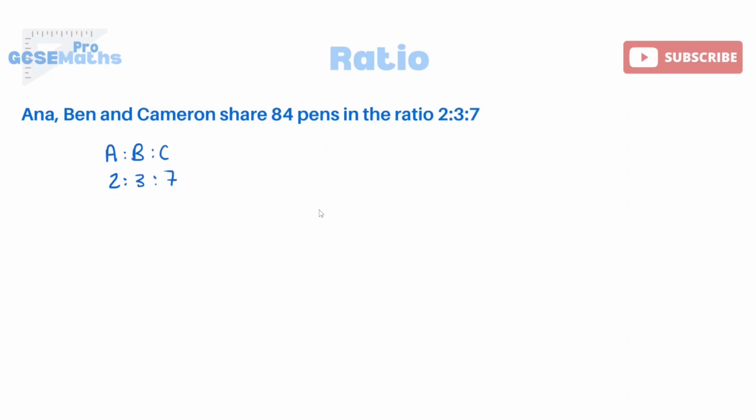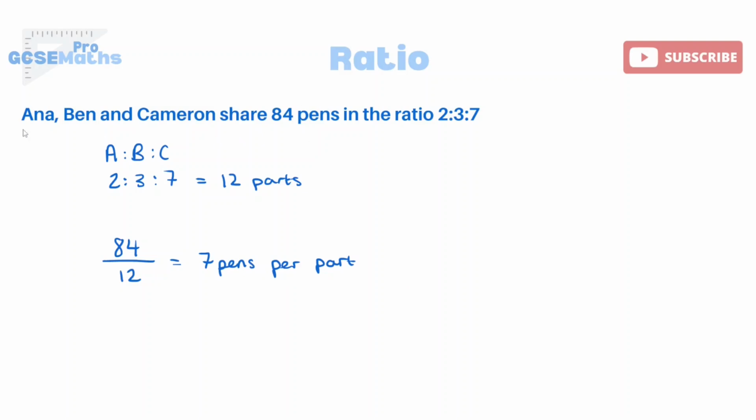So we're going to work it out, though, in exactly the same way as we did the 2-part ratios. So we're going to start by adding up the ratio. Obviously, the only difference here is that we're adding all 3 numbers and not just 2 of them. So 2 plus 3 is 5, plus 7 is 12. So in total, we have 12 parts in our ratio. And then from here on, it's pretty much the same thing. So the total number is 84 pens. Divide it by how many parts we have, which is 12. That gives us 7 pens per part.